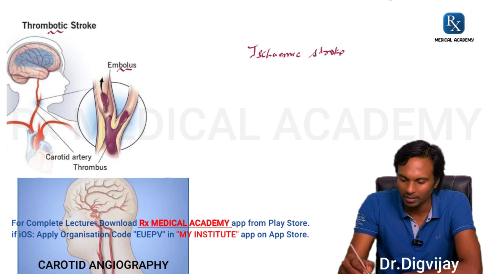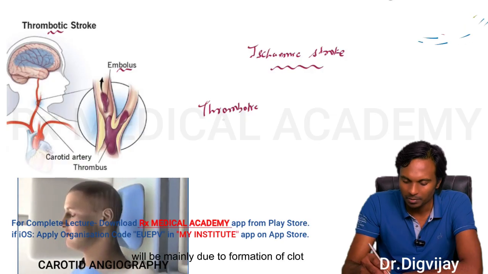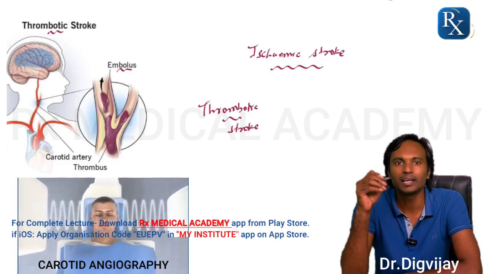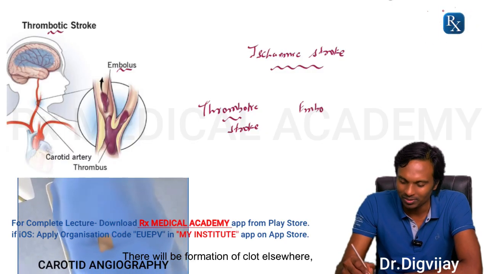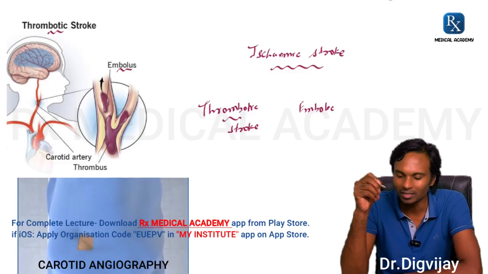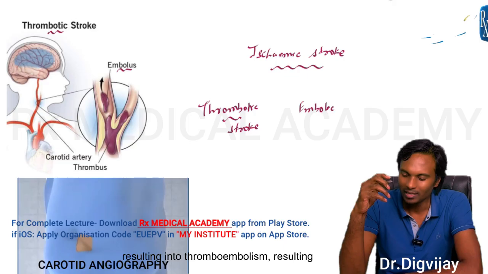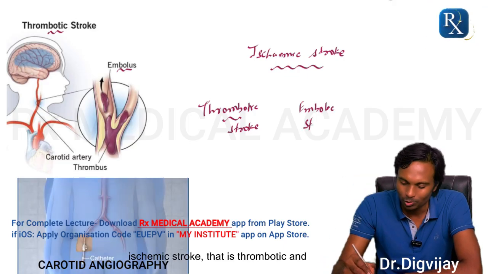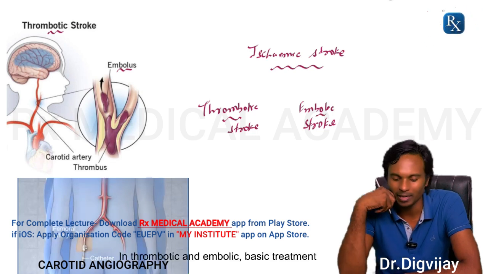types of ischemic stroke. In thrombotic stroke there will be ischemia, but this ischemia will be mainly due to formation of clot in the arteries of brain itself, whereas in case of embolic stroke there will be formation of clot elsewhere, particularly in heart, and later on this clot migrates into the blood vessels of brain, resulting into thromboembolism, resulting into embolic stroke. So basically you have two types of ischemic stroke, that is thrombotic and embolic.